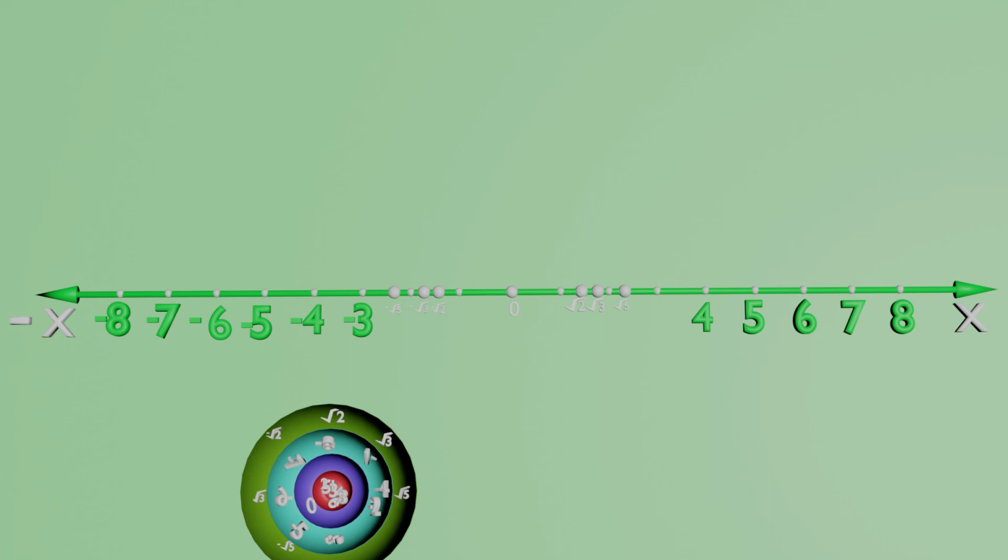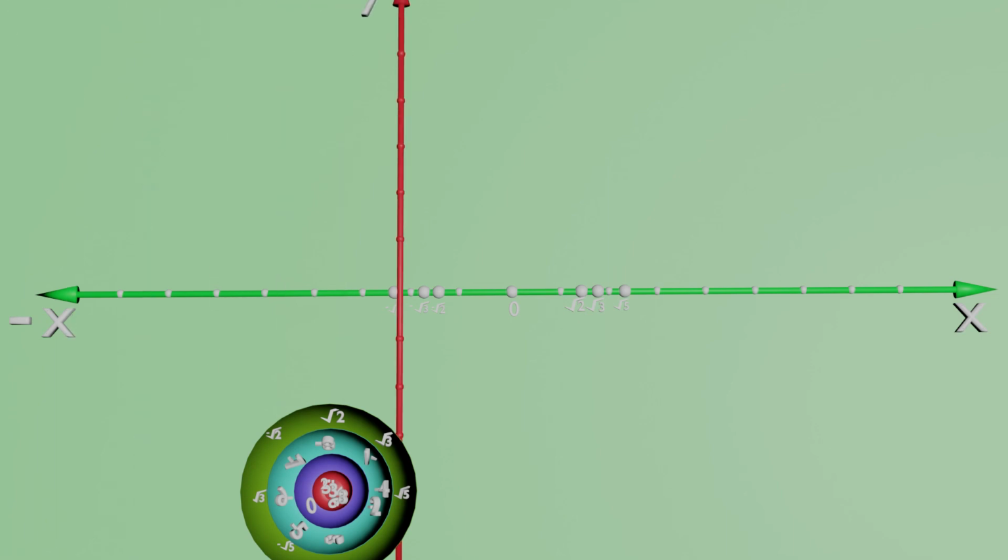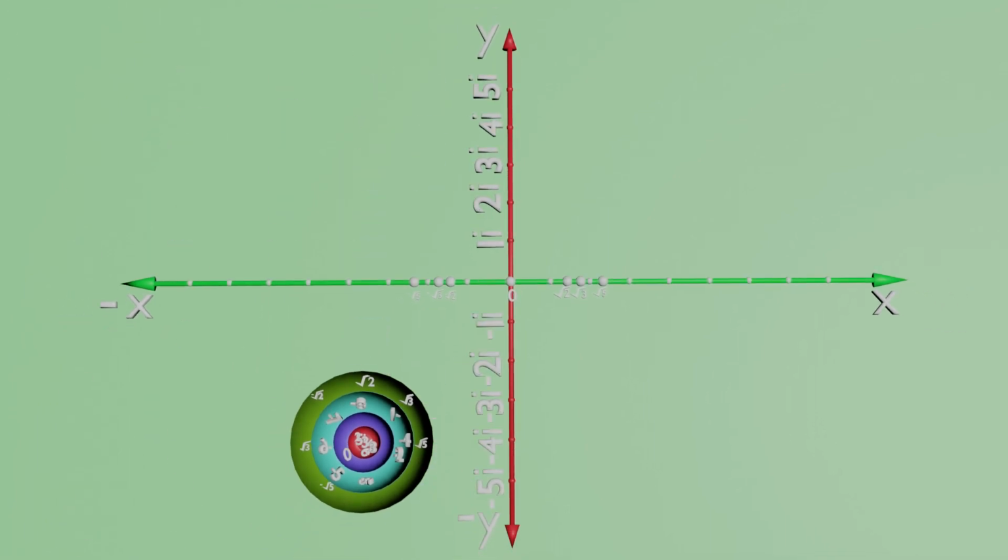Let's see other examples. Under root minus 2 is equal to under root 2 into under root minus 1, which is equal to under root 2 into i. Under root minus 4 is equal to under root 4 into under root minus 1, which is equal to 2 into under root minus 1, which is equal to 2i. So not only do we need another representation of numbers, but also another number line to put these numbers. That's called the imaginary number line, and the numbers are called imaginary numbers.